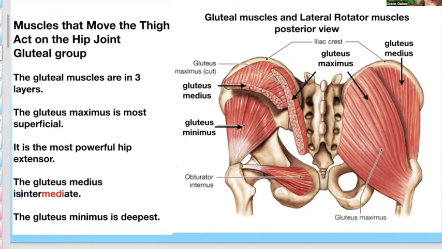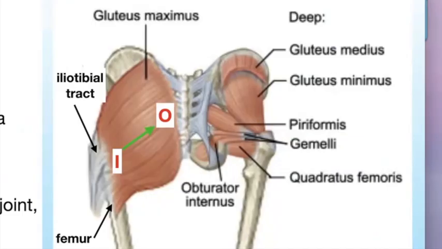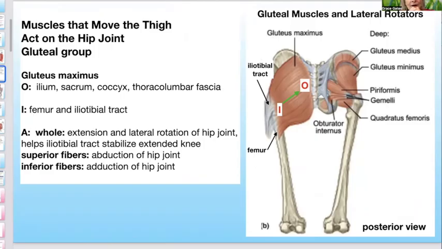the gluteus minimus. The gluteus maximus originates on the ilium, the sacrum, the coccyx, and the thoracolumbar fascia. The insertion is on the iliotibial tract and the femur. All of the fibers of the gluteus maximus perform extension and lateral rotation of the hip joint. In addition, all of the fibers help the iliotibial tract stabilize the extended knee. The superior fibers abduct the hip joint, and the inferior fibers adduct the hip joint.